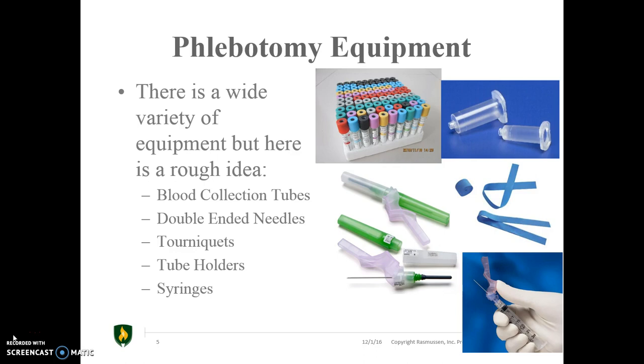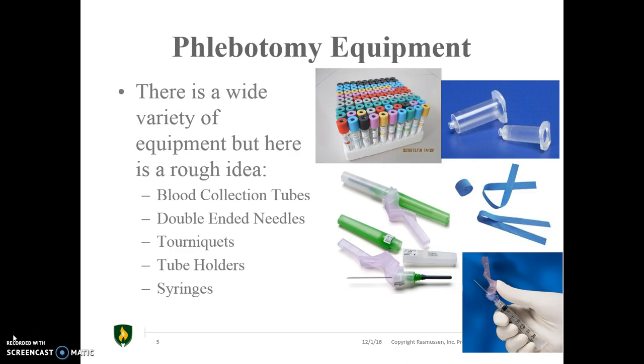So now that we understand the blood systems, let's talk about the phlebotomy equipment. There's a wide variety of equipment used for phlebotomy, depending on what type and what procedure you're going with. You can use things such as blood collection tubes, double-ended needles, tourniquets, tube holders, and syringes.